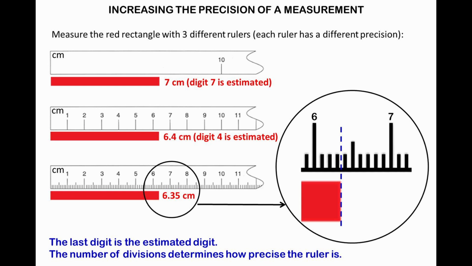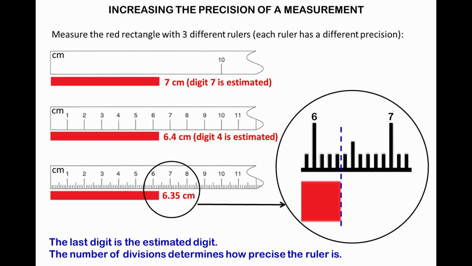How can we increase the precision of a measurement? Let's illustrate this with an example. Let's measure the length of the red rectangle with 3 different rulers. Each ruler has a different precision. The top ruler only shows the 10 centimeters division, so we can only give an estimate between 0 and 10 centimeters. A possible estimate is 7 centimeters.